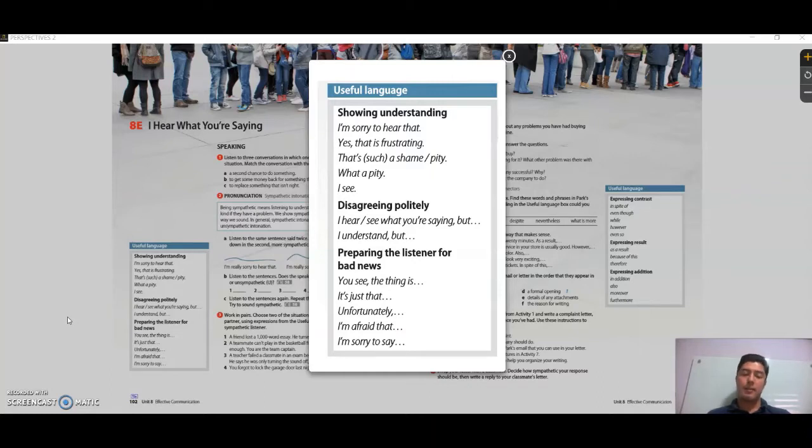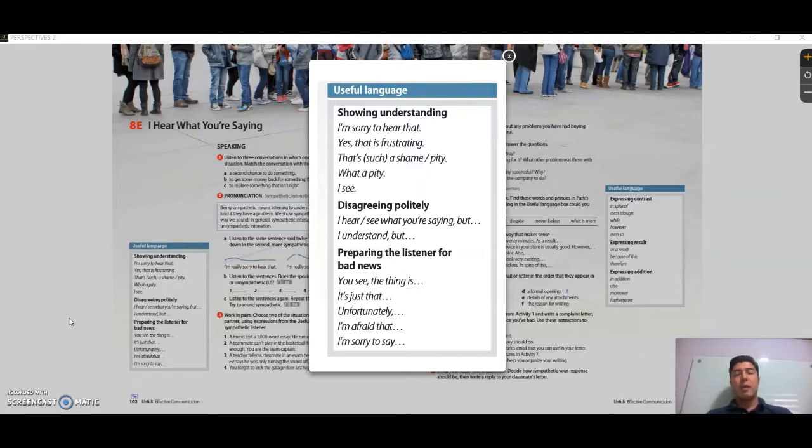Then on the second part, we have disagreeing politely. This is, as it says, disagreeing but in a polite way, not trying to avoid a problem but trying to avoid a confrontation with the other person. So we have in the example, I hear what you're saying, but, or I see what you're saying, but, and then you give your point of view. The other example is, I understand, but. So these are very useful for disagreeing politely with another person.